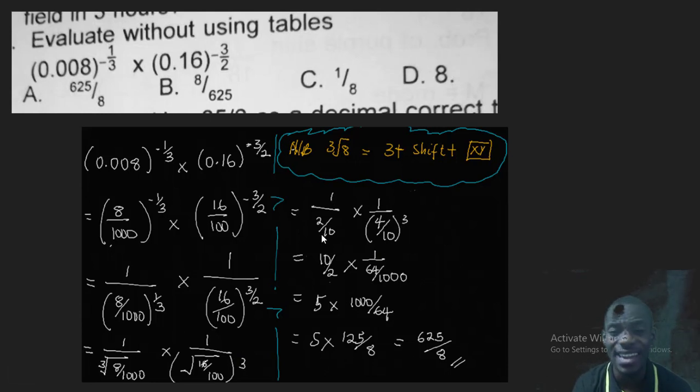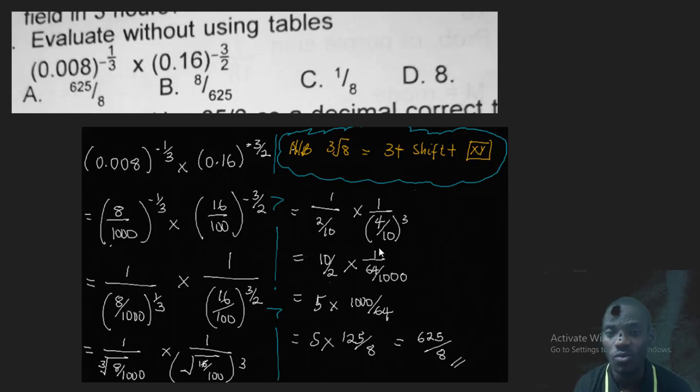So now 1 over anything means that the fraction will turn upside down. It will become 10 over 2 times 1 over 4 raised to the power 3. This is the root to the power 3. That means 4 times 4 times 4, and that's 64. 10 to the power 3 is 1000. That's 10 times 10 times 10. And that's what I have here. So 1 over 64 over 1000.